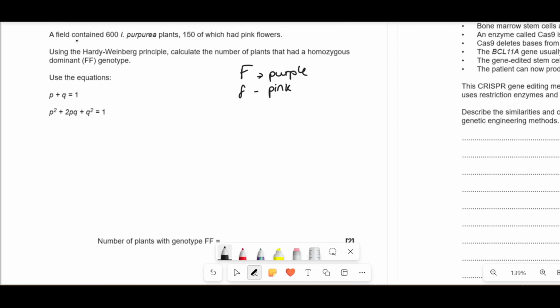Now, it says here, a field contains 600 plants. So the total is 600. And it's told you 150 of these are pink. So the genotype for that has to be little f little f, because pink is recessive. So the other 450 are purple. So it could either be big F, little f, or it could be big F, big F. We don't know, it's either one of the two. The question says, using the Hardy-Weinberg principle, calculate the number of plants that had a homozygous dominant genotype.